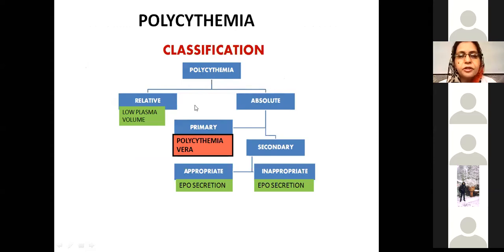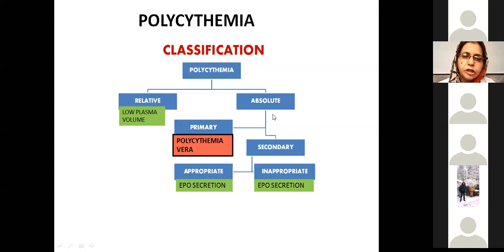The difference between the two is that when there is a relative increase in cells, it means that the other component of blood, which is plasma, is reduced. Hence it appears that red cells or other blood cells are increased. Low plasma volume is associated with a number of conditions like dehydration, burns, acute volume loss, and severe diarrhea. They can all give rise to relative polycythemia.